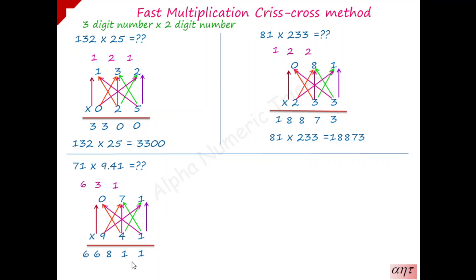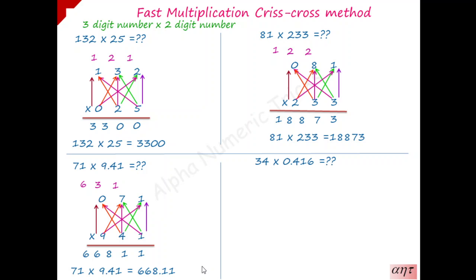But we had to find the answer for 71 multiplied by 9.41. So in this number, after the decimal point, we have two digits. So you have to put a dot in the answer after two digits starting from the units place. So 1, 2. After these two digits, you have to put a dot here. So the answer is 668.11, which is our answer when you multiply 71 by 9.41.